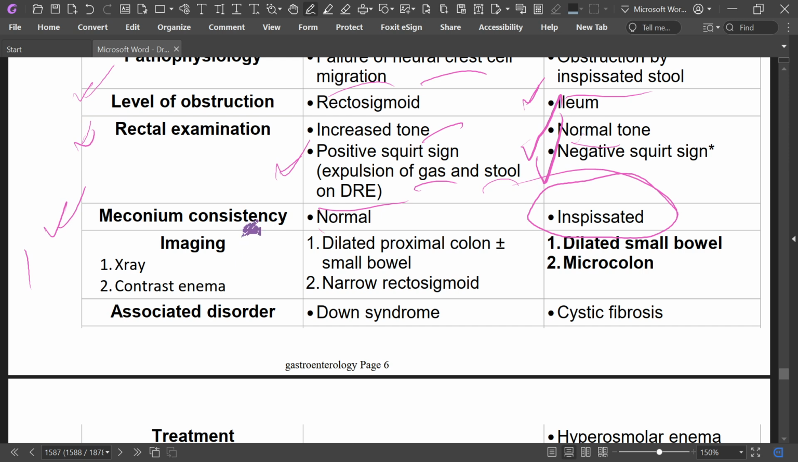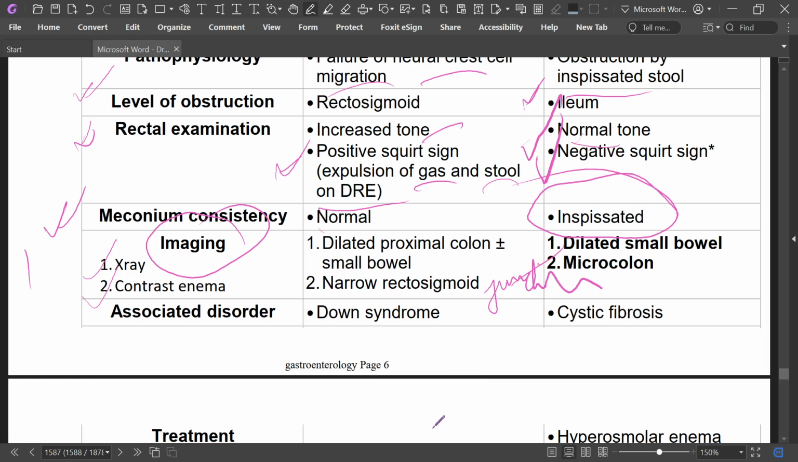If you do imaging, X-ray or contrast enema: in X-ray, you get dilated loops of small bowel in both cases, but with contrast enema, there is microcolon in meconium ileus and a narrow rectosigmoid junction in Hirschsprung disease.